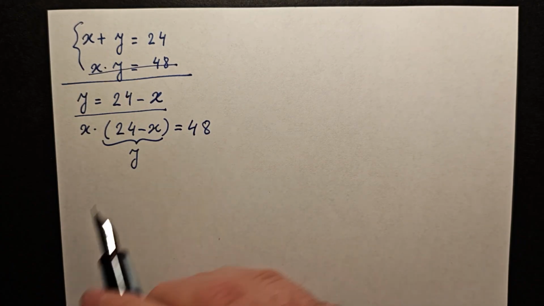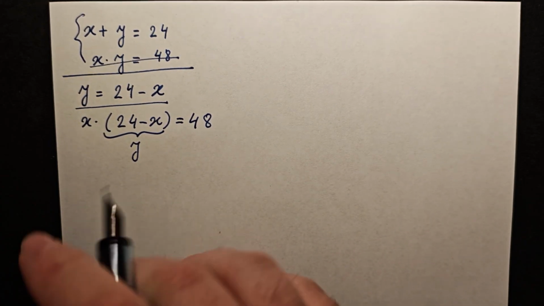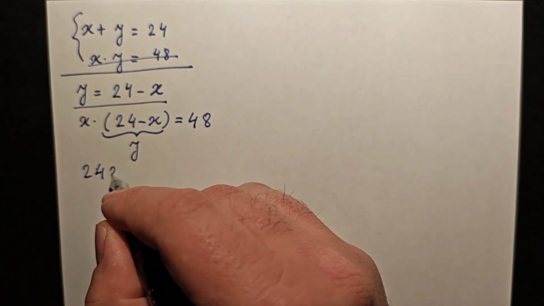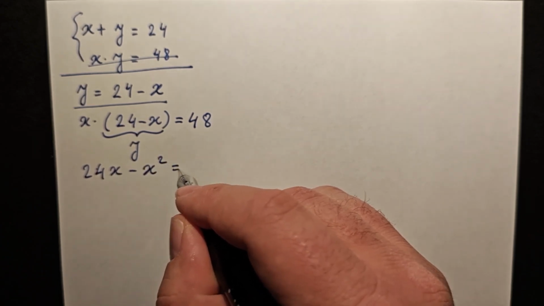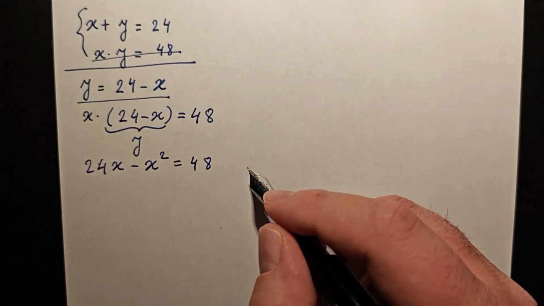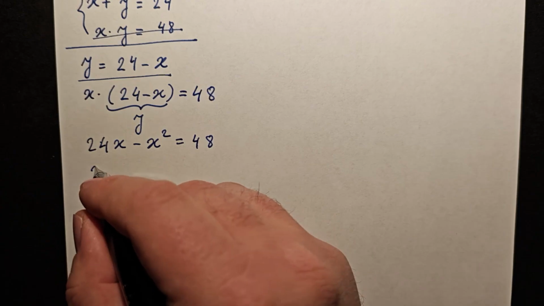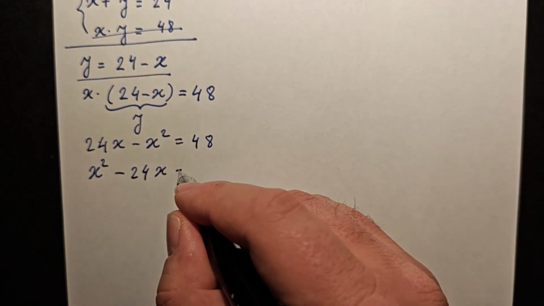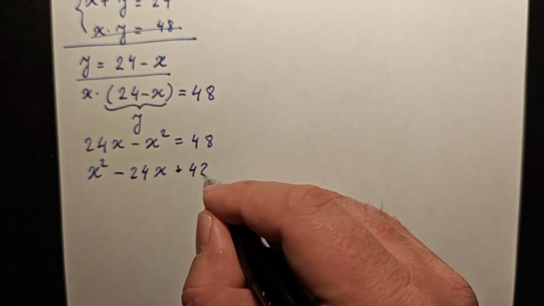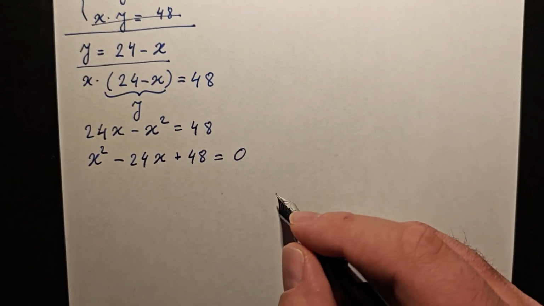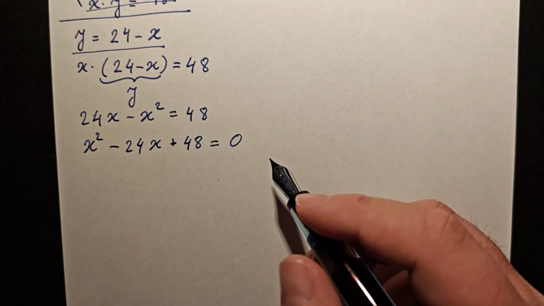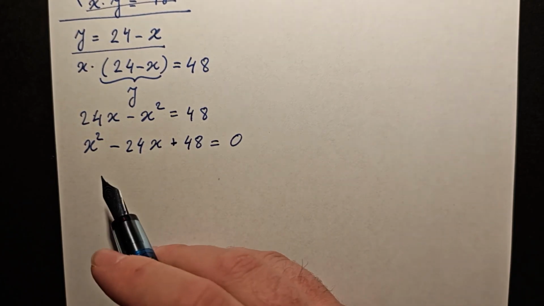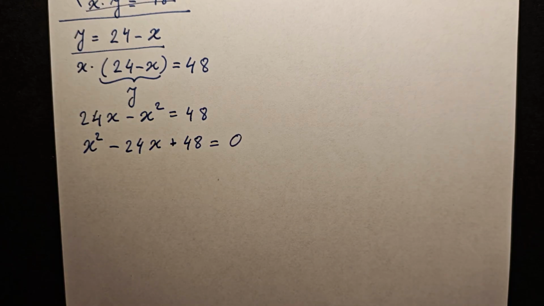Now, this equation can be transformed into 24x minus x squared is equal to 48, and then we get that x squared minus 24x plus 48 is equal to 0. And our job is to solve this quadratic equation, which we can easily solve using the quadratic formula.